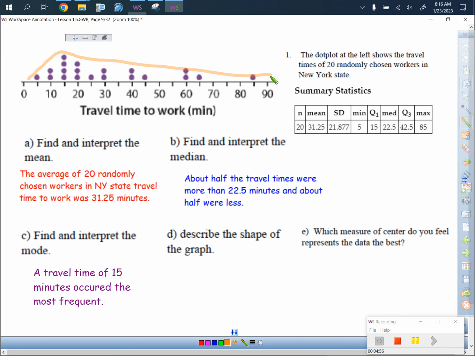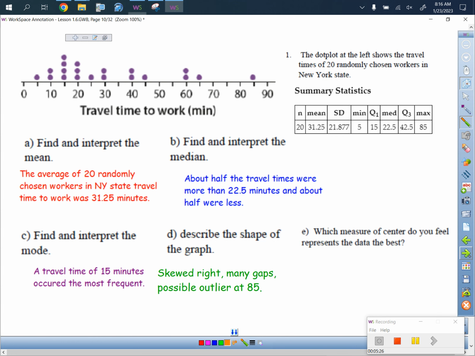And then here's the other thing. Do you think any of these feel like outliers? Is there any number on the list that you would guess we have as an outlier? What do you think? I agree. I think so. So let's do that. That's skewed right, has many gaps, and then there's a possible outlier at 85. I don't know if it's Wednesday or Friday, but we're going to be able to figure out the math to tell if that's an outlier or not. It's coming up this chapter. So it's skewed right, there's many gaps, and possible outlier at 85. I think we are dominating that guy.